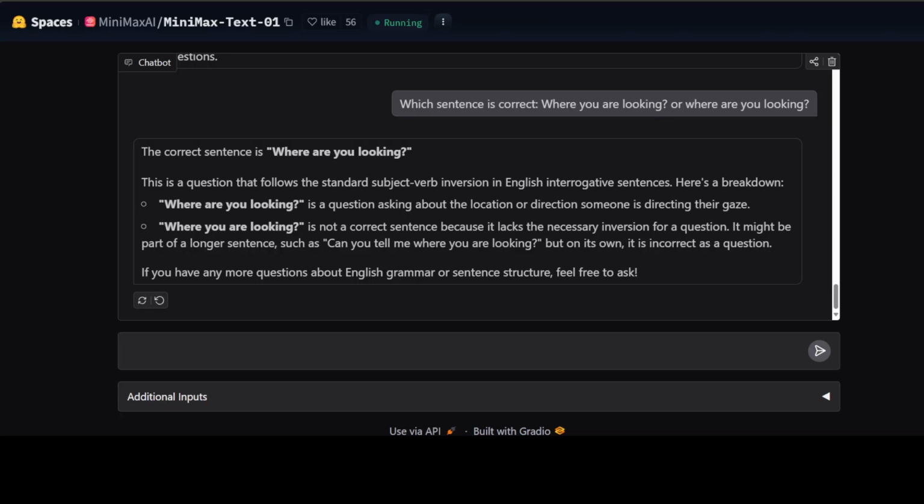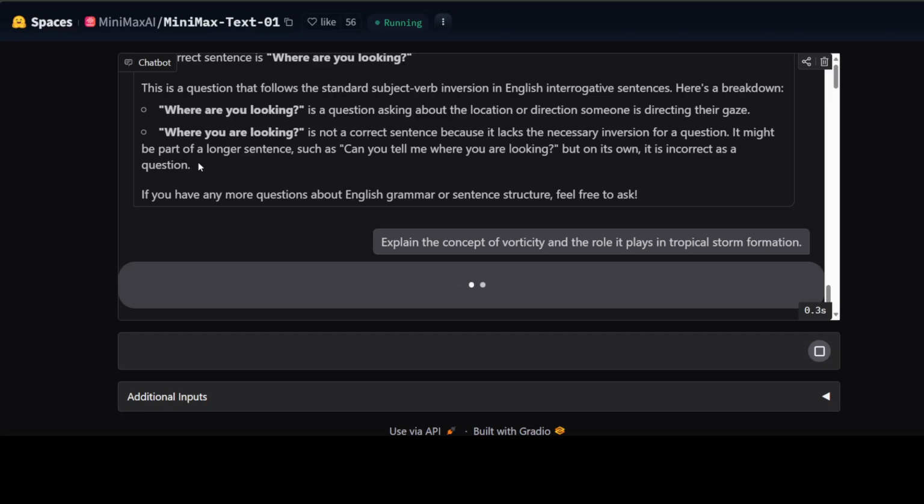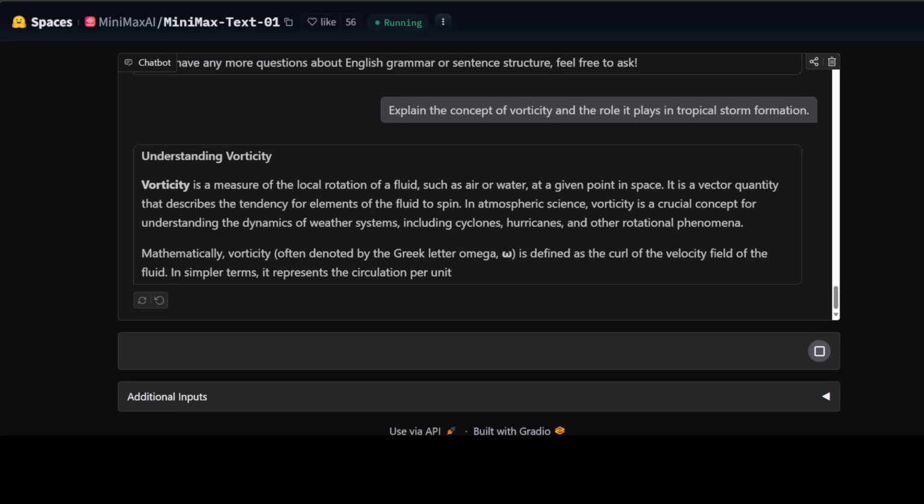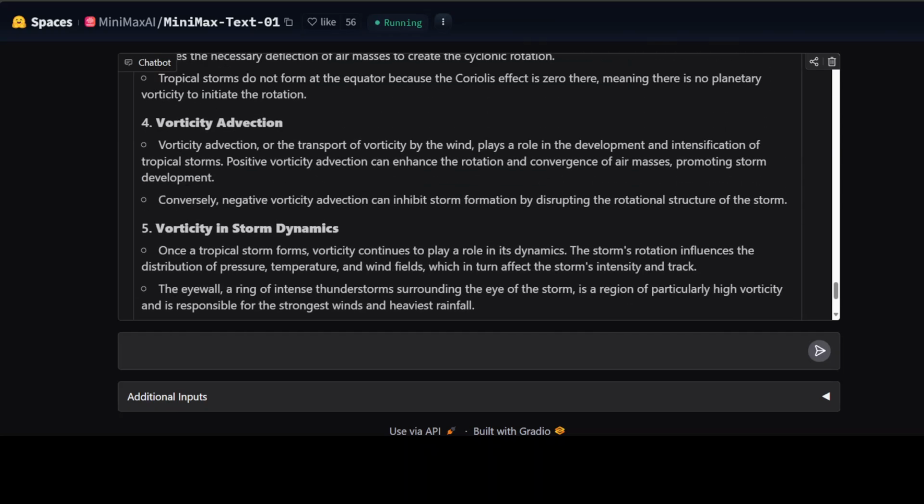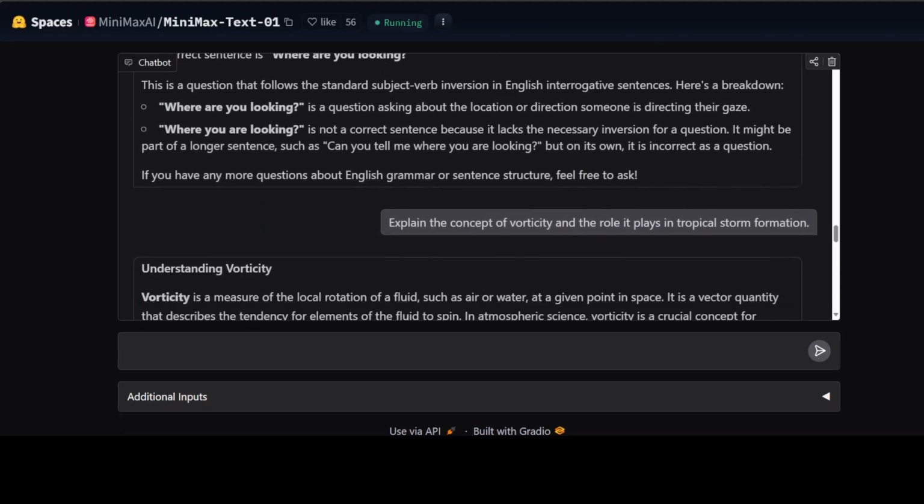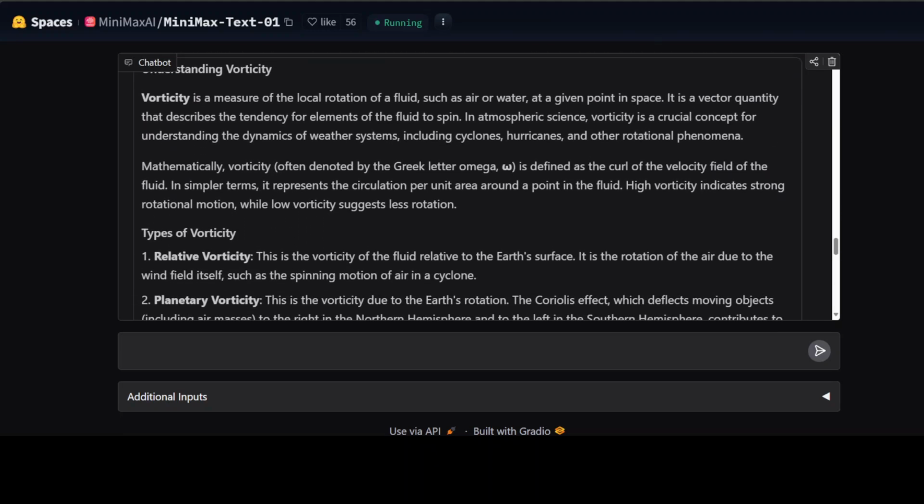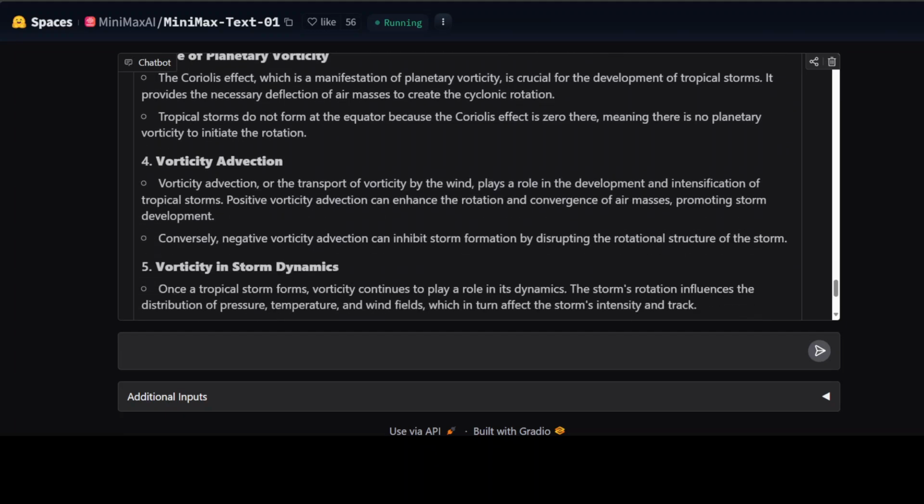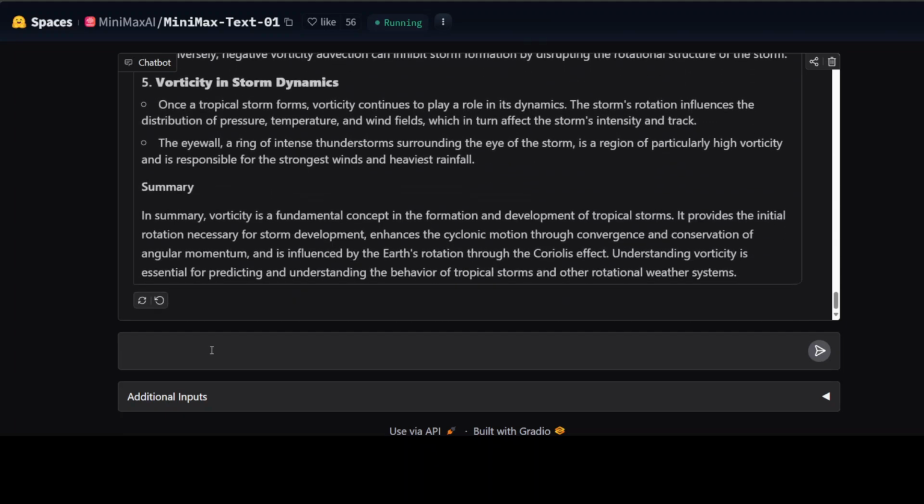Okay, let's ask it a bit of a lesser known question which will tell us about its training data. So I'm asking it to explain the concept of vorticity and the role it plays in tropical storms. Let's see if it is aware of that. Now the answer here looks really good. You see, it is not only detailed, but it is to the point. It is not only talking about vorticity, but also its types and everything. Real good thing.